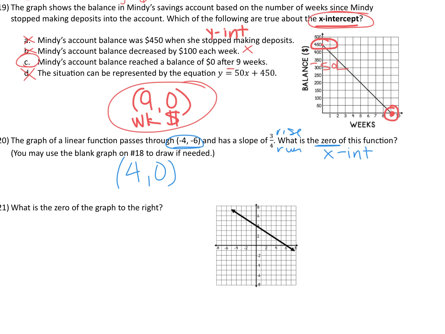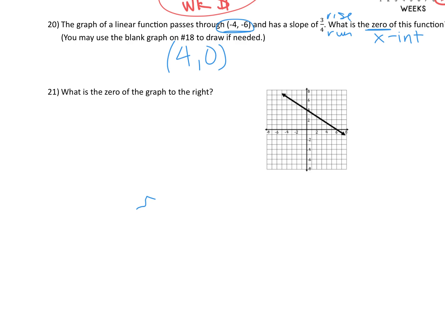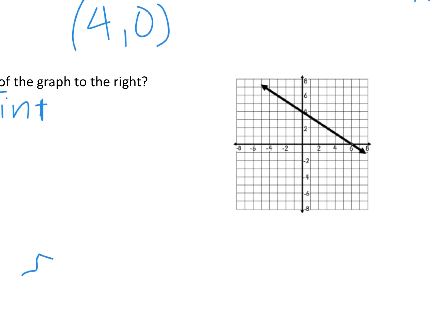Last question. Just make sure you're reading carefully and you're paying attention to your signs. What is the 0? So again, 0 is the x-intercept of the graph. Here is where it crosses the x-axis. This is my x, this is my y. So 6, 0.